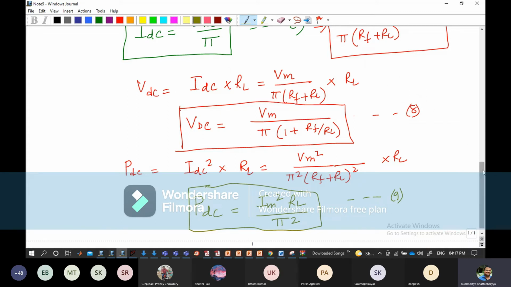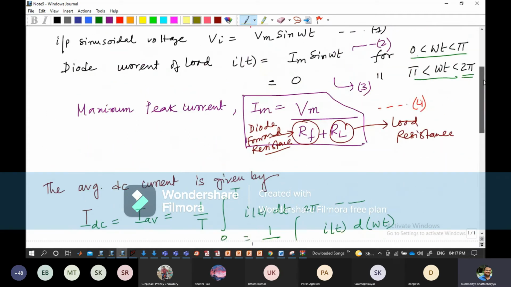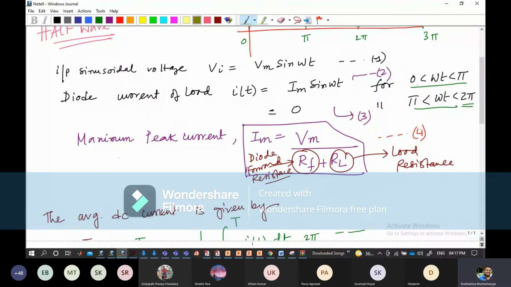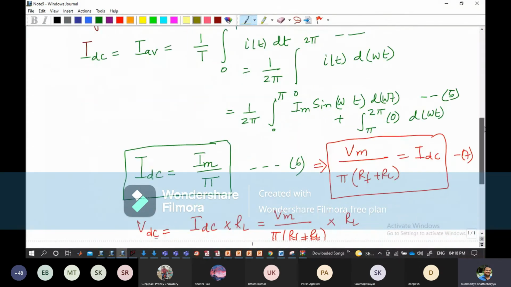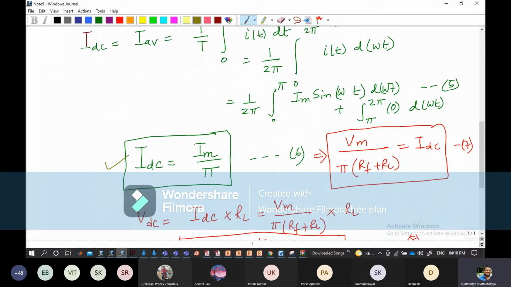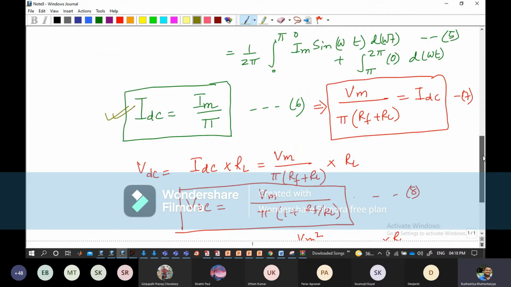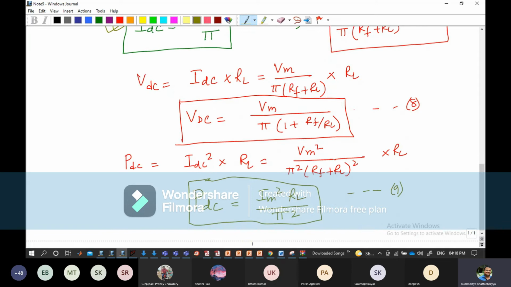So we have found a few of these important equations. If I go back once again, one of the first equations is the maximum peak current. So please make a note of this, Vm by Rf plus RL. And we can also find out IDC, which came around Im by pi. Very small equation, but very important equation. We'll find that in use later on. And also we have another version of IDC, which is in terms of Vm. And finally, we found out what is VDC and what is PDC. So this is what we have observed in terms of IDC.